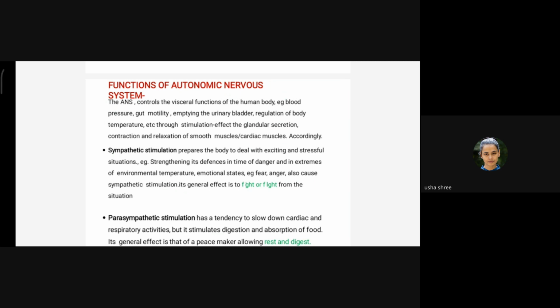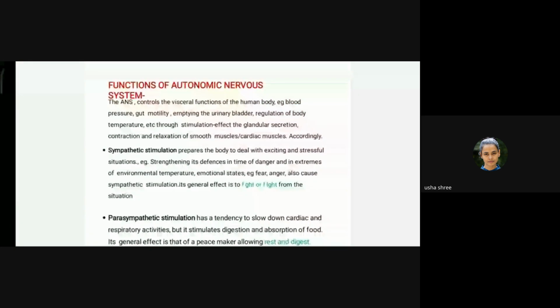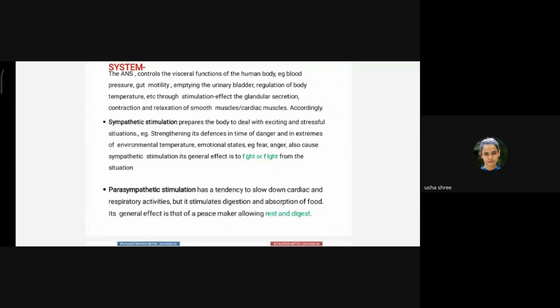Okay, so stimulation effect is done by the nervous system and glandular secretion is done by the endocrine system. But the endocrine system is also governed by the nervous system. So control and coordination is mainly done by our nervous system. So the functions of the autonomic nervous system work through stimulation effect and glandular secretion, by contracting and relaxing the smooth muscles and cardiac muscles as per the condition the body needs.